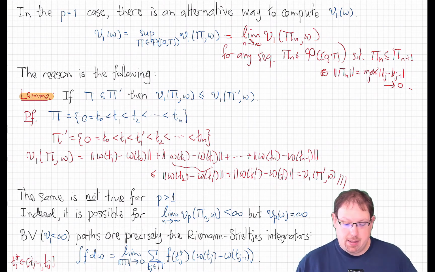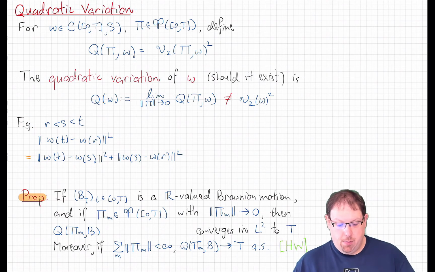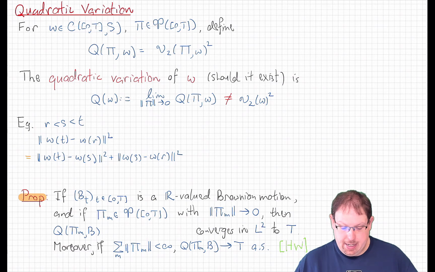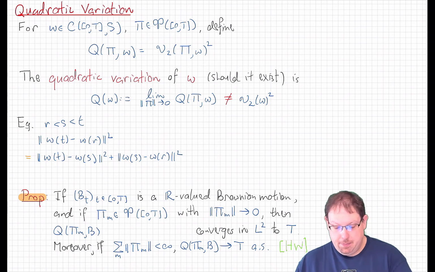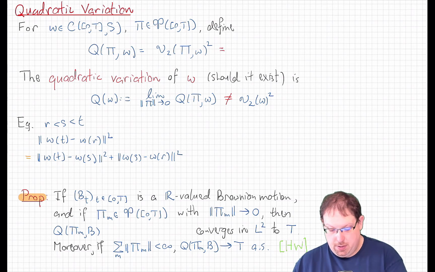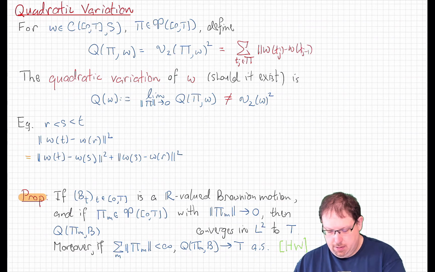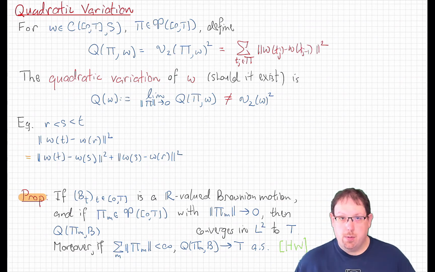the 2 variation, but the quadratic variation. If omega is a continuous path in a normed space S, and pi is an interval partition of the interval from 0 up to t, then we define the quadratic variation of the path along that partition pi to simply be the 2 variation squared of that partition. So just to remind you, what that means is that we're taking the sum over all the partition points in pi of the increments normed squared.